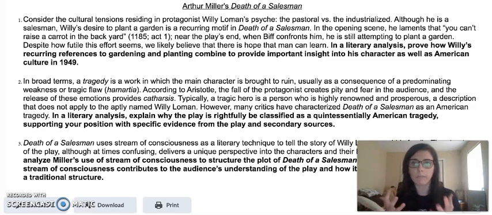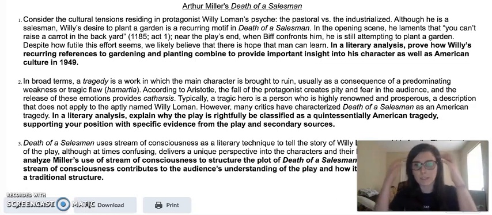And both seem to live in a tension in Willy Loman's mind, which is what I introduced you all to in this first sentence of this first prompt on Death of a Salesman. Consider the cultural tensions residing in protagonist Willy Loman's psyche, the pastoral versus the industrialized. Although he is a salesman, Willy's desire to plant a garden is a recurring motif in Death of a Salesman. In the opening scene, he laments that you can't raise a carrot in the backyard.